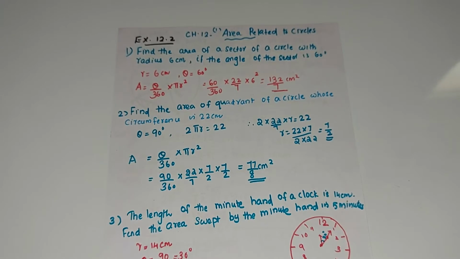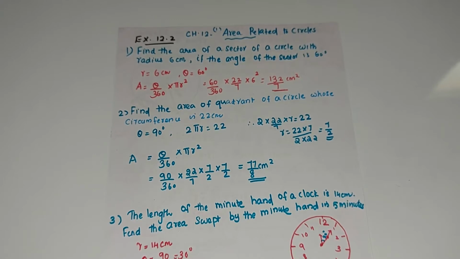So you can substitute in area equals theta by 360 into pi r square. Why is it 90? I told you a quadrant means when you divide a circle into 4 parts, we will get a quadrant. The angle of a quadrant is 90 degree, so here theta is 90 degree. So 90 by 360 into 22 by 7 into 7 by 2 into 7 by 2. It's equal to 77 by 8 centimeter square.